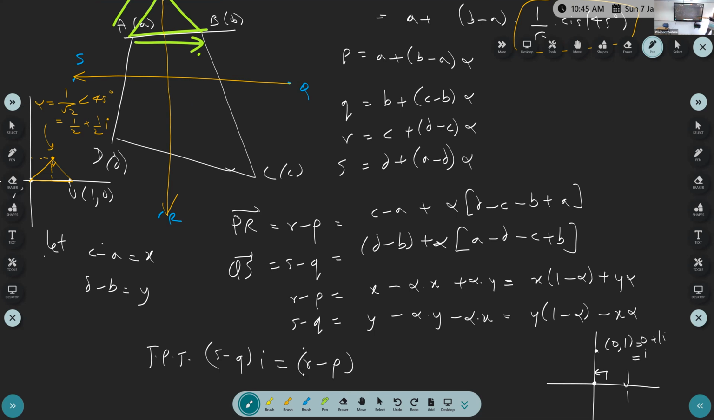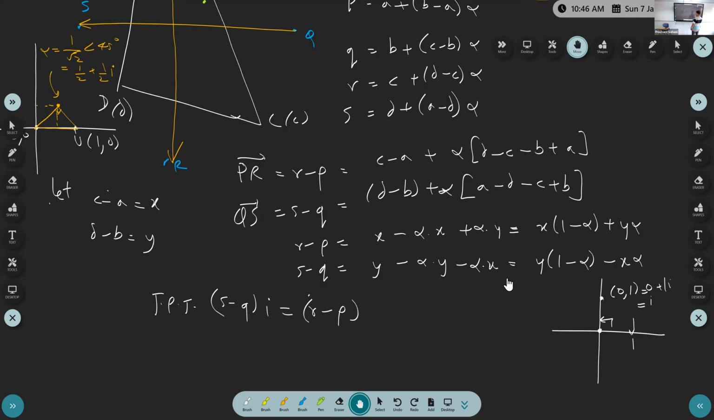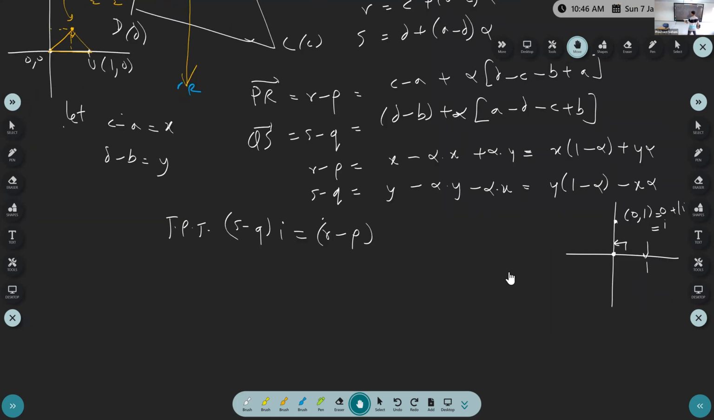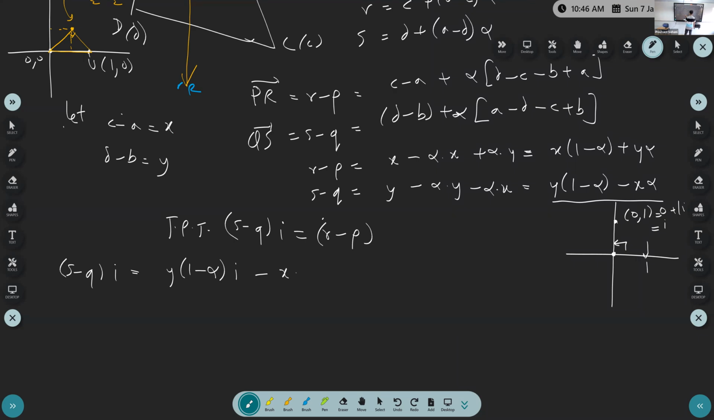If this relation is true, then we have proved what we want. The first vector, S minus Q, multiplied by i, which is the same as rotation by 90 degrees, should become the second one. So now it's just an algebraic calculation, right? We just need to literally multiply and check. So if I write S minus Q times i, S minus Q is given over here: y times (1 minus alpha) times i minus x times alpha times i.